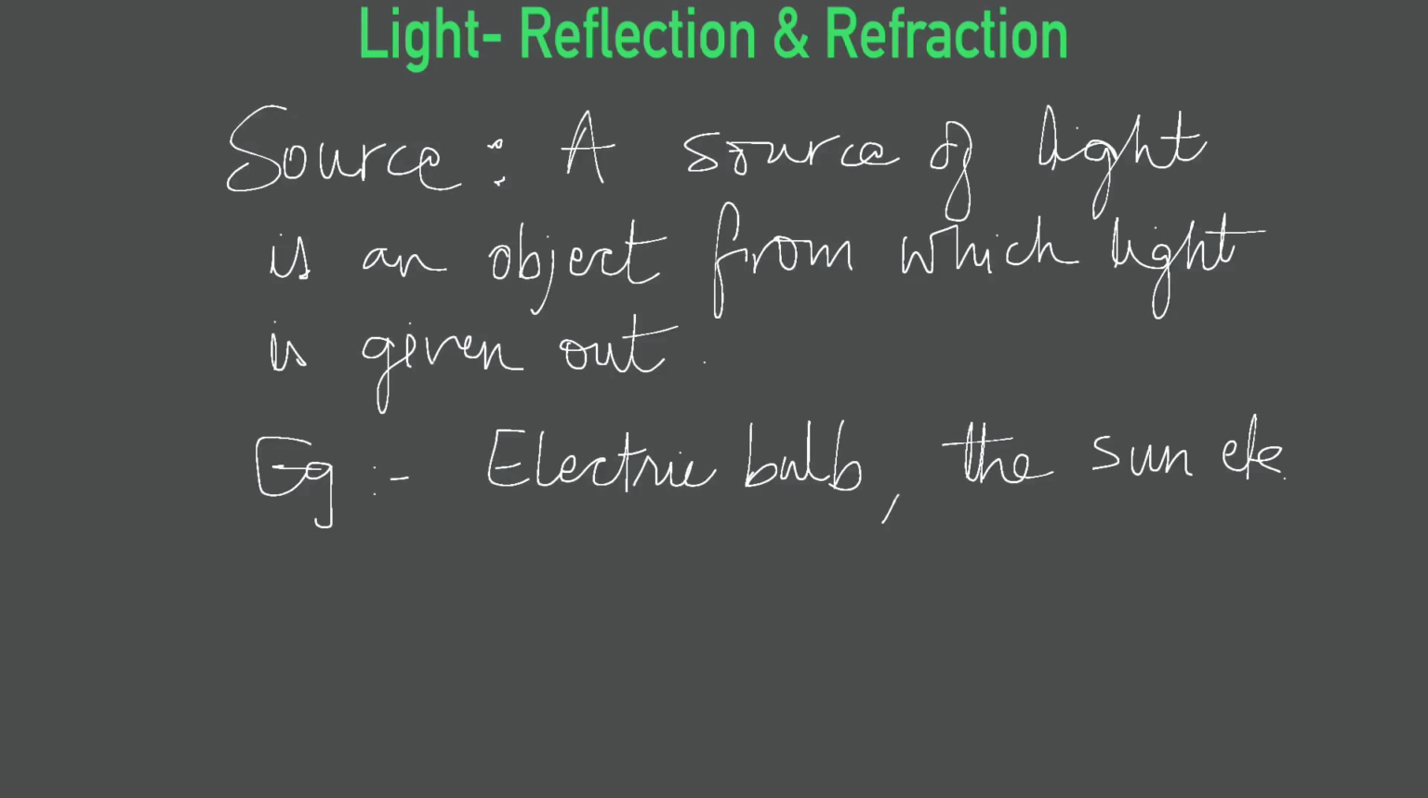Now let's talk about source of light. A source of light is an object from which light is given out. For example, electric bulb and sun. Electric bulb is a man-made source. The sun is a natural source. So sources are of two types, man-made and natural.